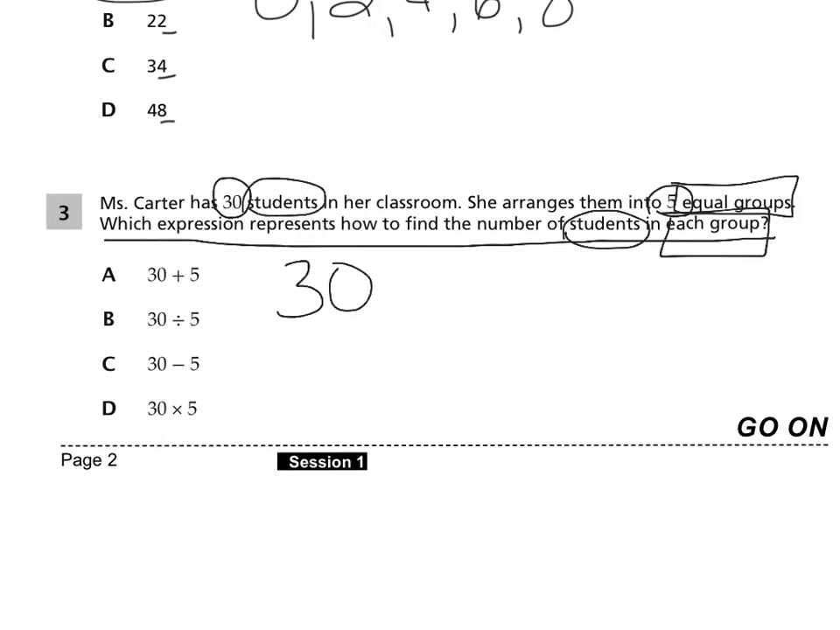We can't get a number higher than 30. So when we're putting those into equal groups, that would mean division. So we're taking 30 students and dividing them into 5 equal groups. Again, they're asking for an expression that does not have an equal sign, so we don't even have to find the answer. So when I look over here, B is my choice. Let's go on to our page.